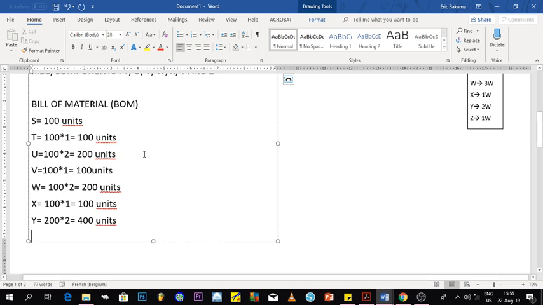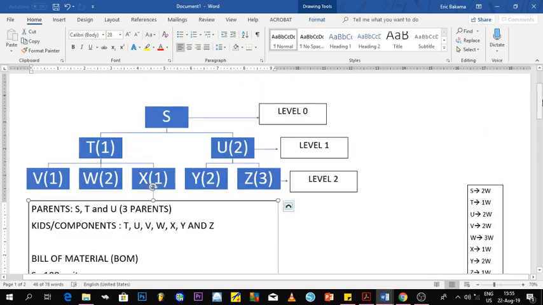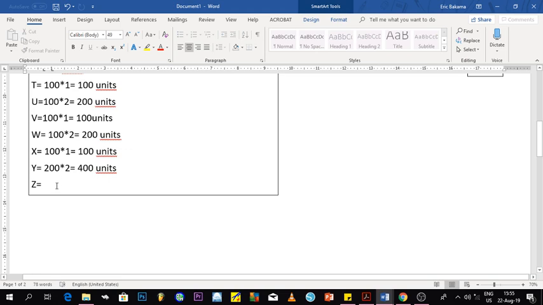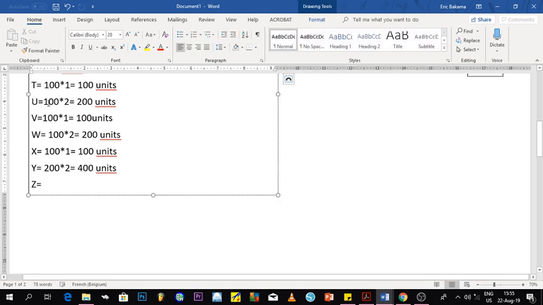And then the last one, which is Z. So for us to manufacture Z, according to this table, for us to manufacture 1 U, we need 3 Z. So we go back to our U's here. We look at how many U's we need to manufacture. It is 200, so it's going to be 200 times 3, which is 600 units.